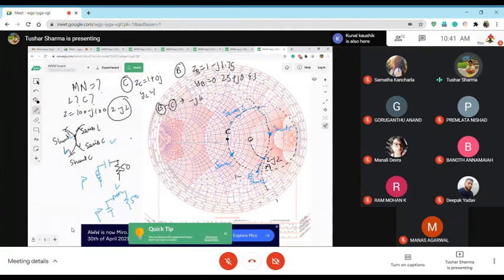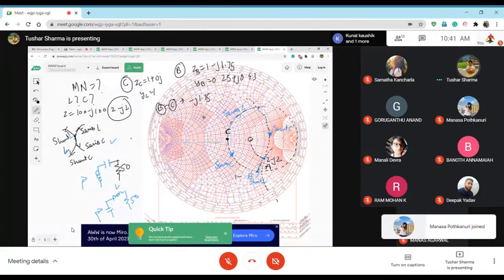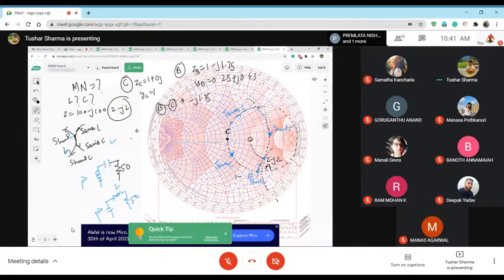Minus j 1.75. Okay, and this will be what? This will be equal to a series capacitor, है ना? तो minus j 1.75 times 50 is equal to 1 over 2 pi f c, 1 over j 2 pi f c. So j square is minus 1, so c is equal to 1 over 2 pi, say 2 gigahertz was your frequency, 2 into 10 to the power 9 into 1.75 times 50. So whatever this value is, that will be the value of your cap.